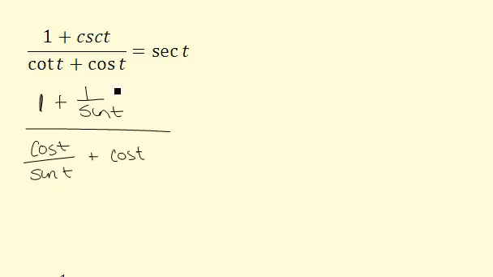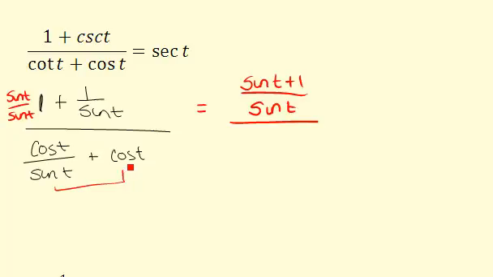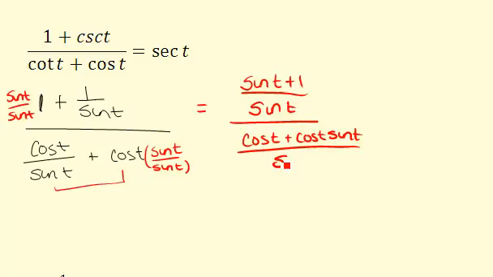In order to look at the numerator, we will have to find a common denominator to add, which is the sine of t. So we will multiply 1 by sine t over sine t to get a numerator of sine t plus 1, all over sine t. Likewise, for the fractions in our denominator, we would need to multiply cosine of t by sine t over sine t, giving us cosine of t plus cosine of t sine t, all over sine t.